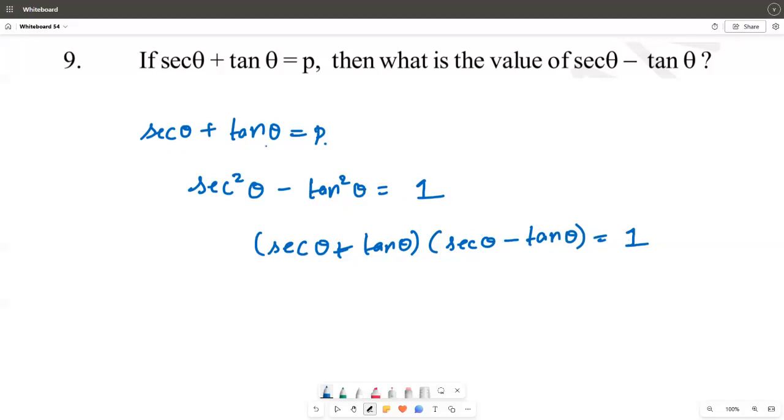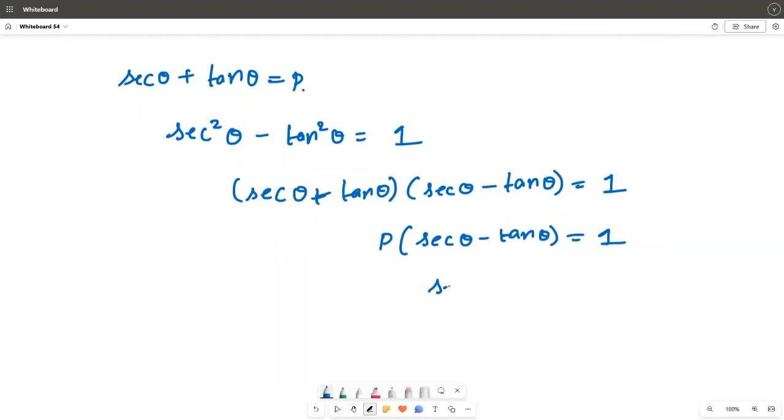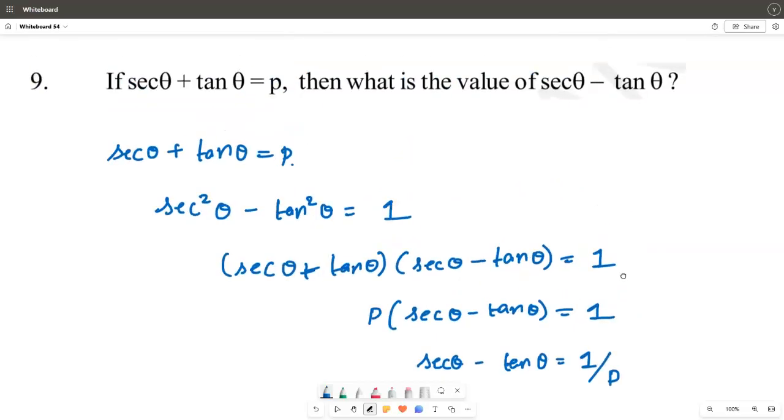And we know that secant theta plus tan theta is equal to p, that is given in the question. So p into secant theta minus tan theta is equal to 1. And if I bring the p to the right hand side of the equation, then I would get the answer. That is, secant theta minus tan theta is equal to 1 by p. That is the value they told us to find.